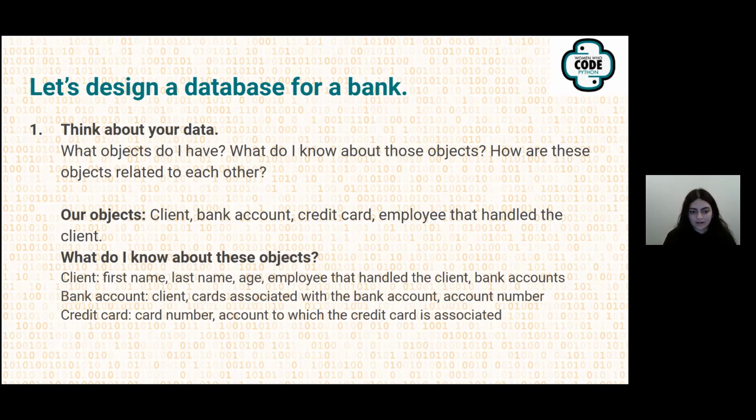So the credit card, the card number and the amount, the account to which the card is associated. And finally, the employee's first name, last name, and age. So this can be completely random, can have different things. Okay, this is step one. We thought about our data, we wrote down our objects, and we wrote down what we know about these objects.